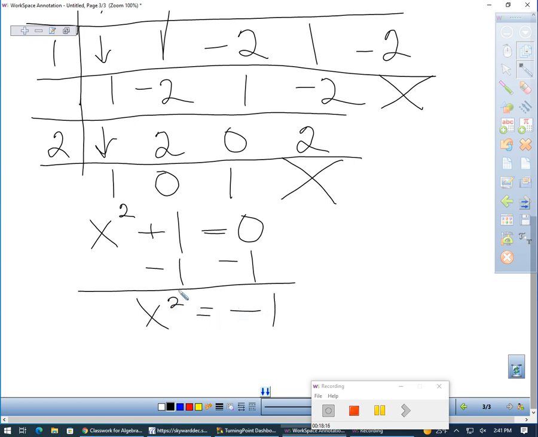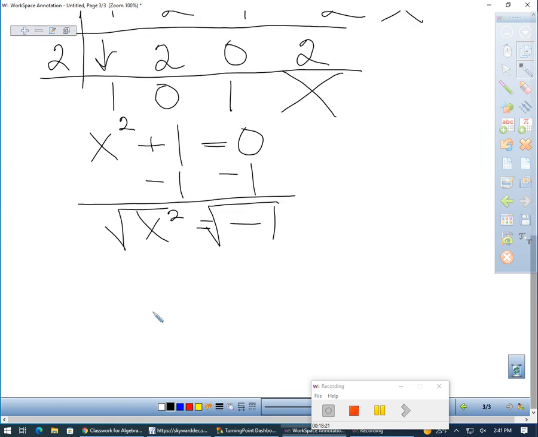And now to get rid of the squared on the x, we have to square root both sides. And we get x equals plus and minus, what's the square root of -1? i. So we have plus and minus i. We had plus and minus 2. And we had 1. So we have 5 answers, because the exponent was 5.